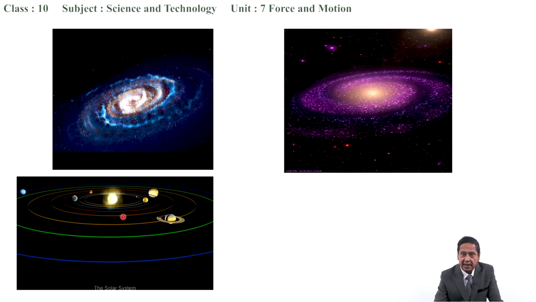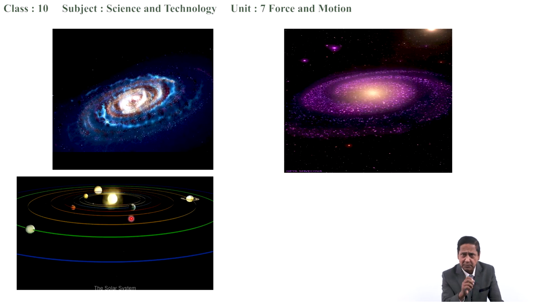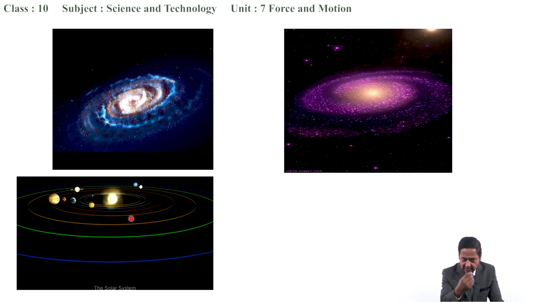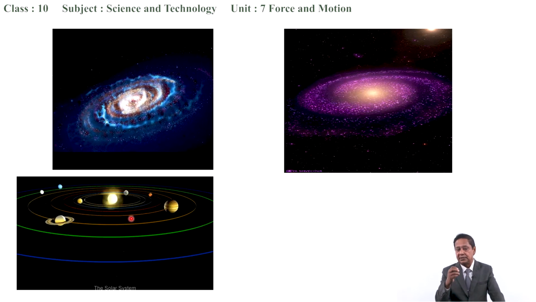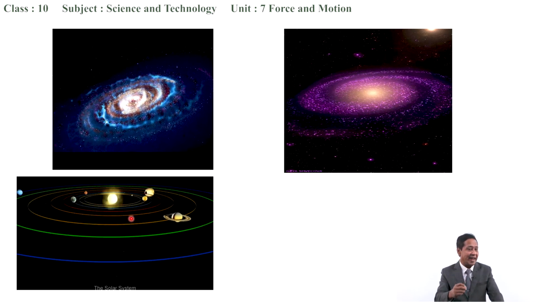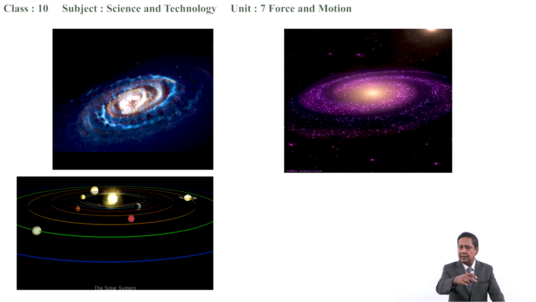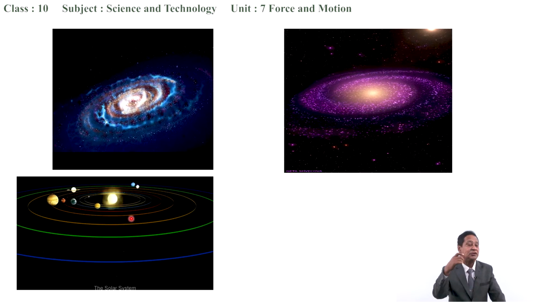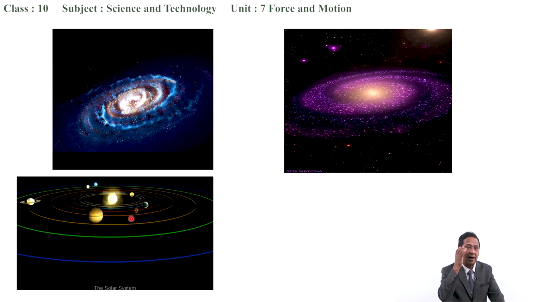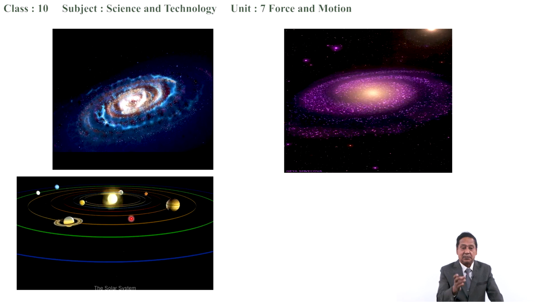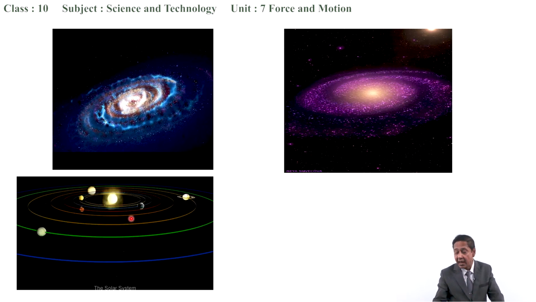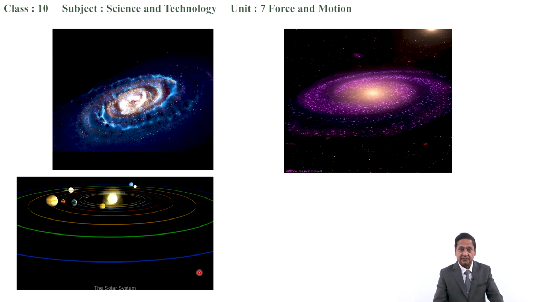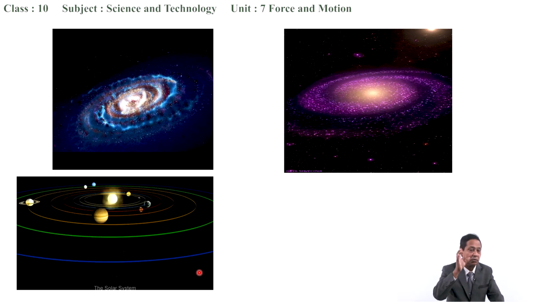Their names, if you remember, I want to recall this: Mercury, Venus, Earth, Mars, Jupiter, Saturn, Uranus, Neptune, and Pluto, in the increasing order of the distance from the sun. There are 8 planets present in the solar system. Pluto is not recognized as a planet nowadays. There are certain reasons, we don't have to go through that.